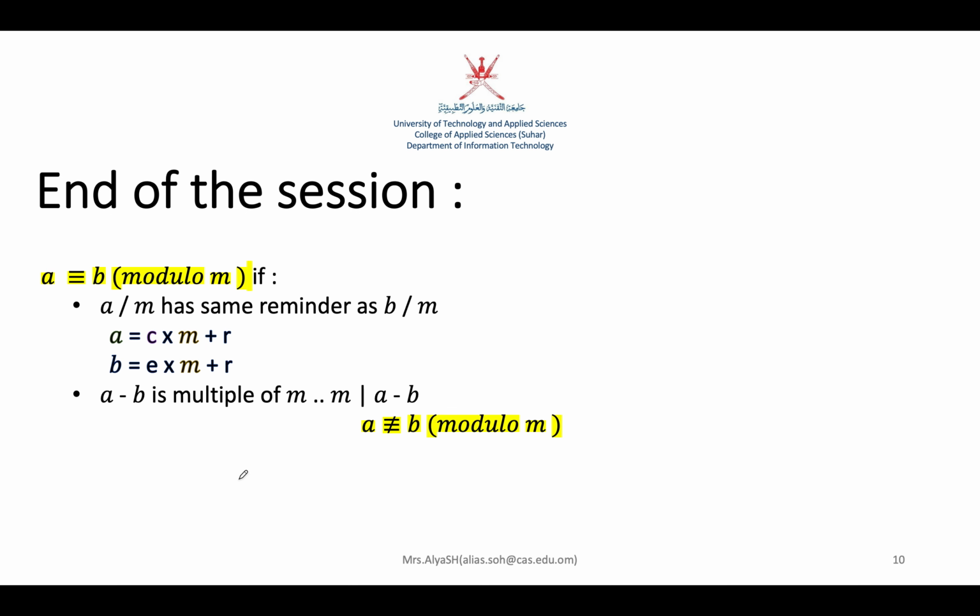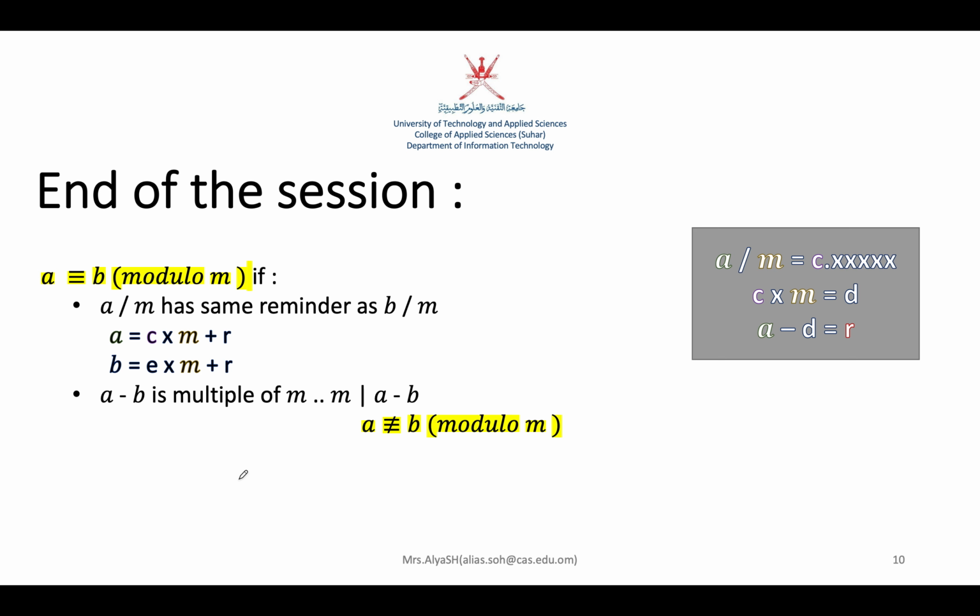Here we reach the end of our first session, where we identified that A is congruent to B modulo M if I divide A by M and B by M and get the same remainder, which we can get from the following steps. Or, A minus B is a multiple of M, which means A minus B can be divided by M with no remainder. Otherwise, we say that A is not congruent to B.